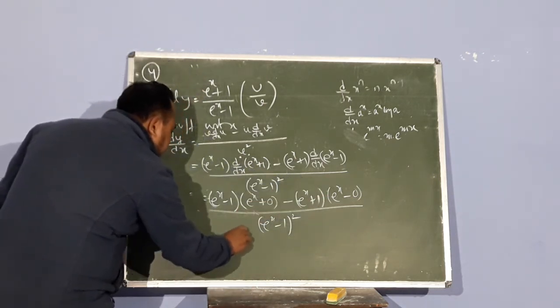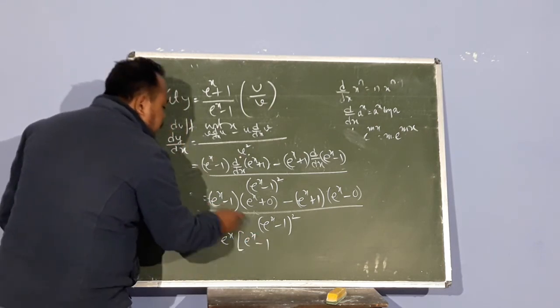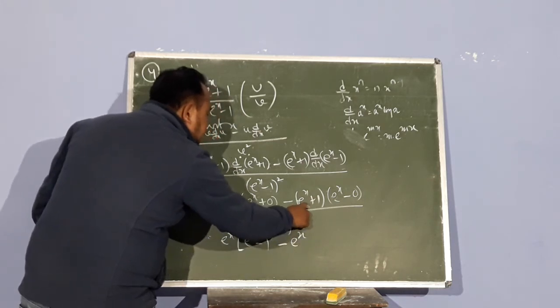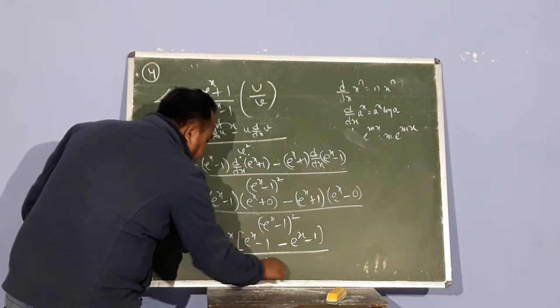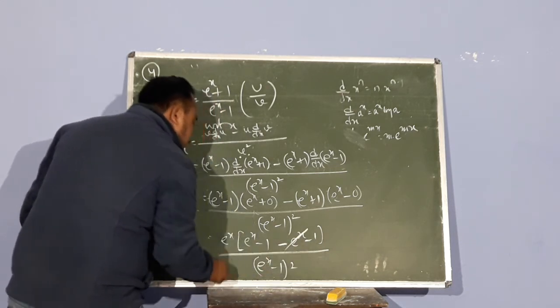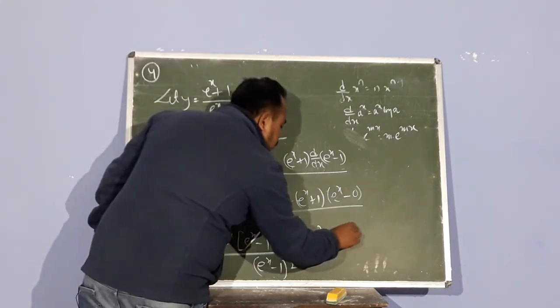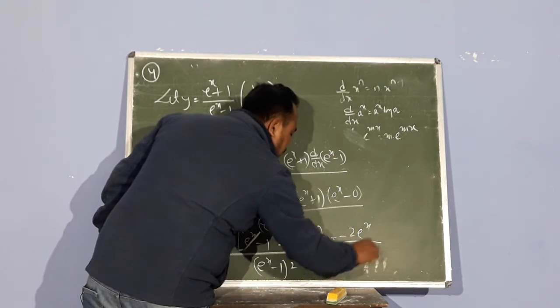So if I take e to the power x common, what do I get? E to the power x minus 1 from here, minus this is gone, so e to the power x, since there is a plus sign, minus into plus becomes minus 1, divided by e to the power x minus 1 whole square. So this and this get cancelled, so minus 1 is minus 2, so minus 2 e to the power x divided by e to the power x minus 1 whole square.